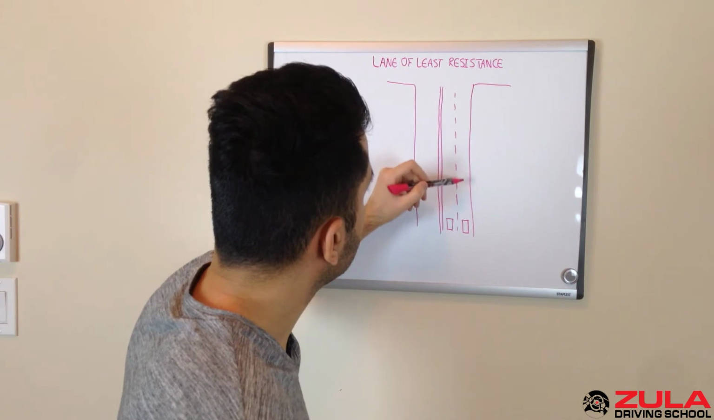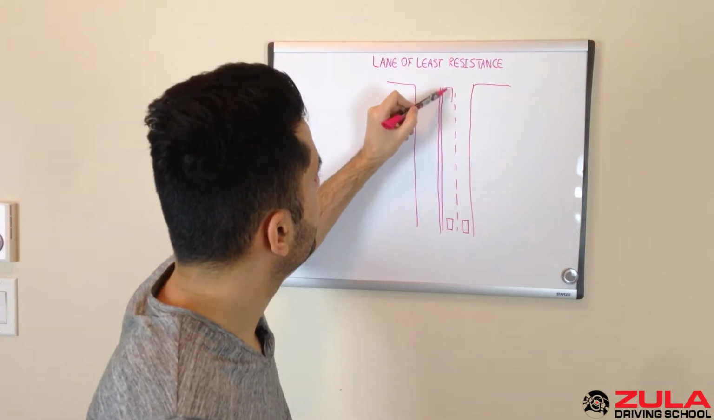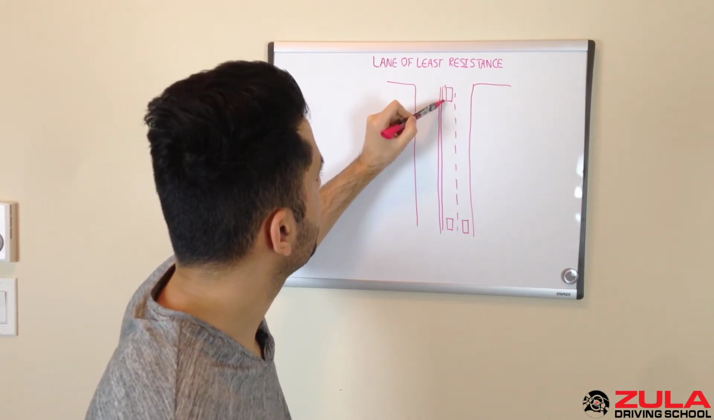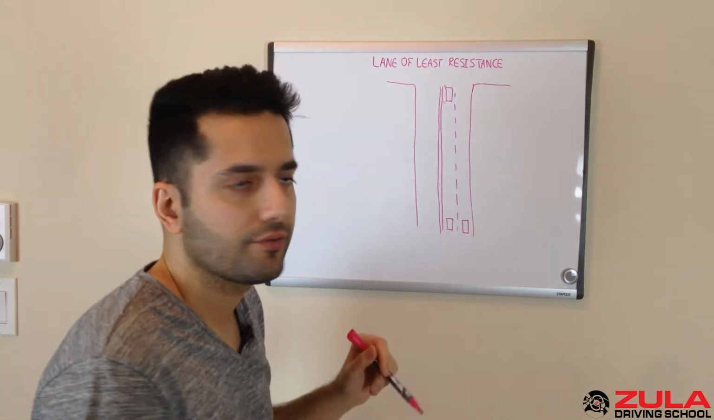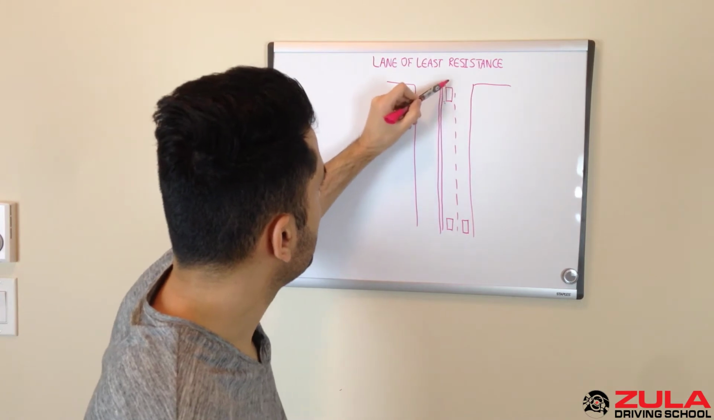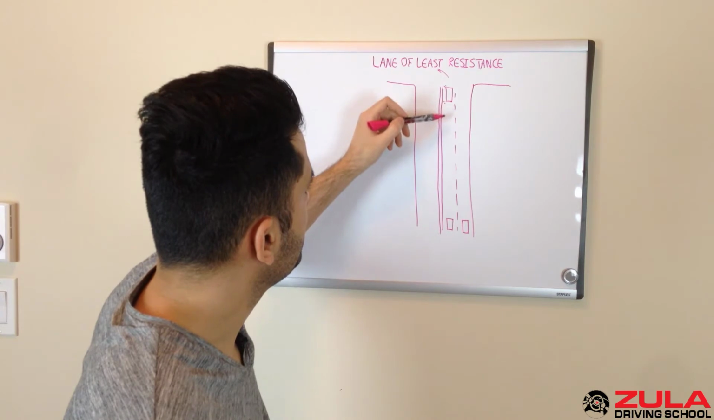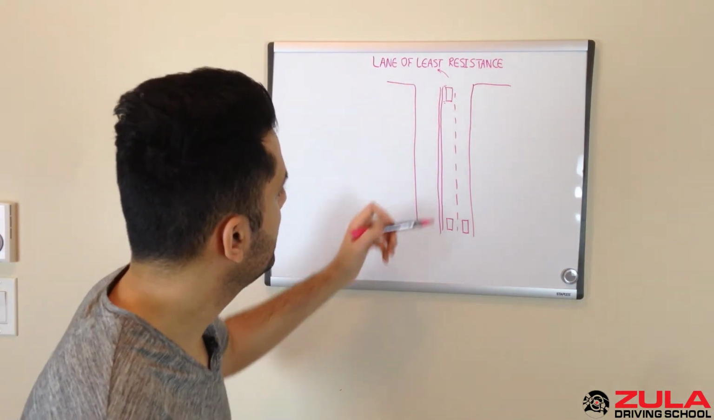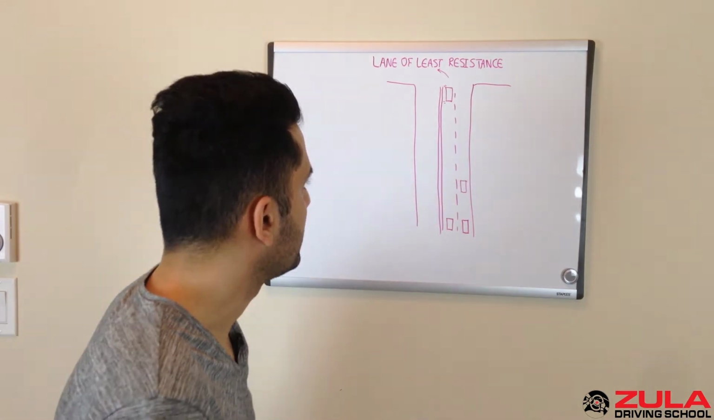Now, the right lane can sometimes be the lane of least resistance if there is no dedicated left turn lane on the left. So just think about a stretch of road where at every intersection there's someone waiting to make a left turn. In that case, if you see that every intersection I have to stop for a car to make a left turn, perhaps the right lane is the lane you want to travel in.